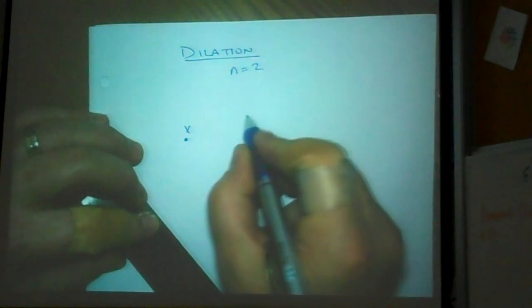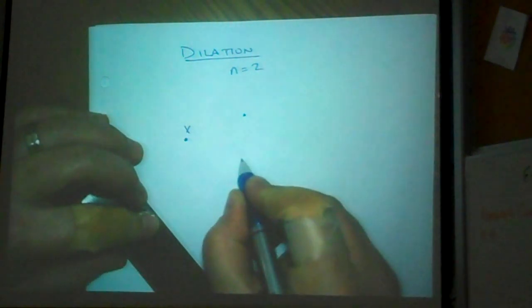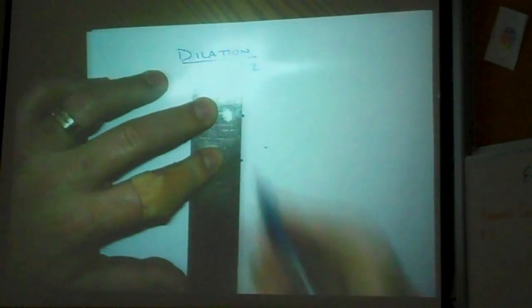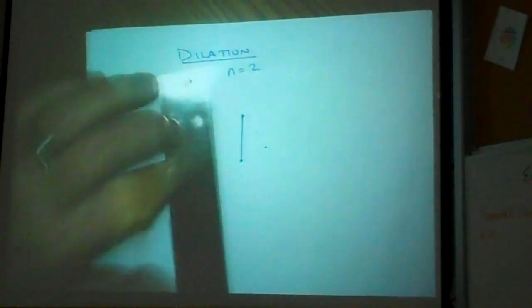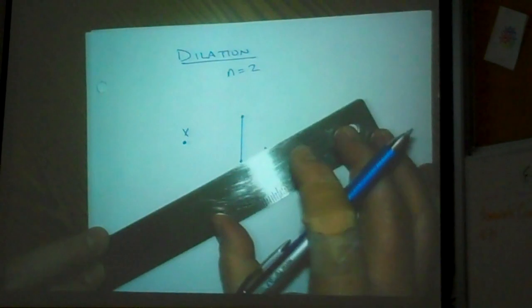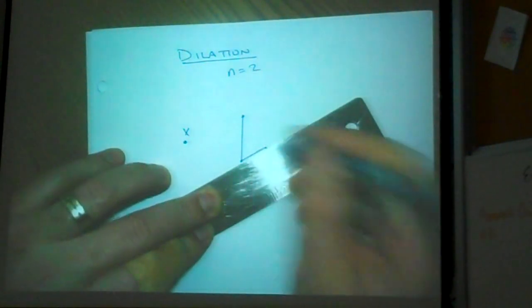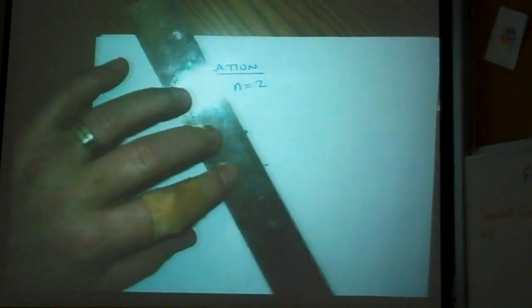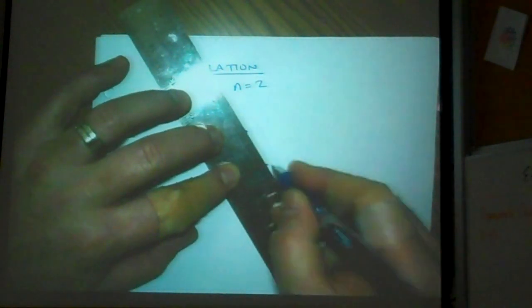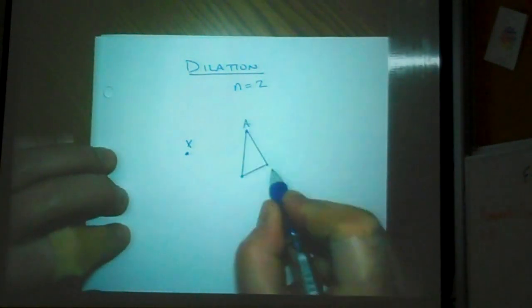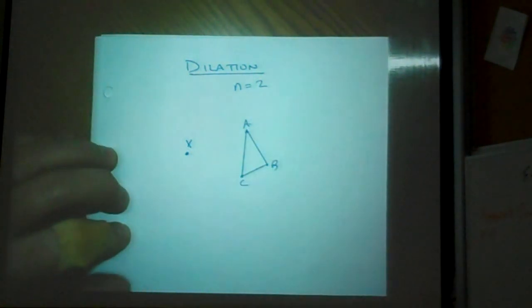Let's say, for example, that we want to take a triangle we have. We'll call it triangle ABC. Quickly draw it out. And what we want to do is dilate this triangle through a scale factor of 2 from the given center of dilation. We'll call this point A, B, and C.